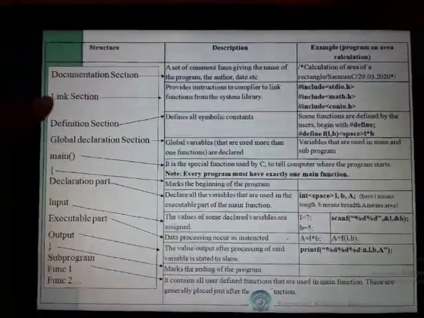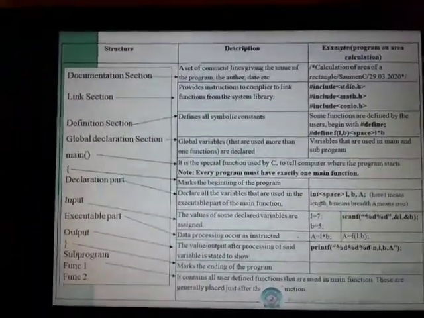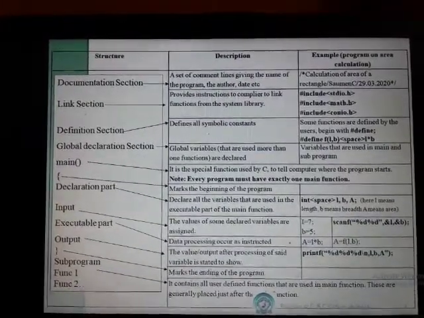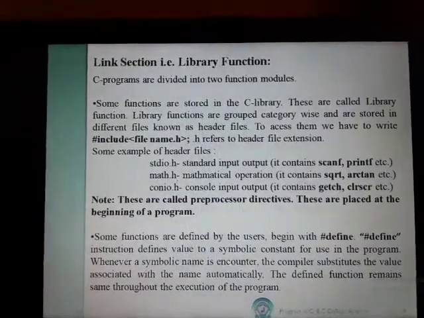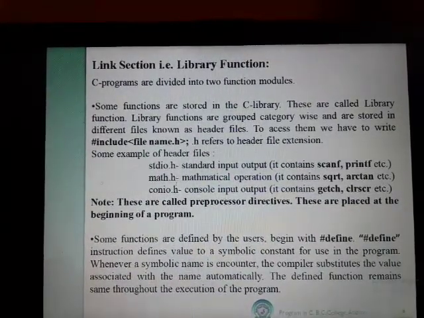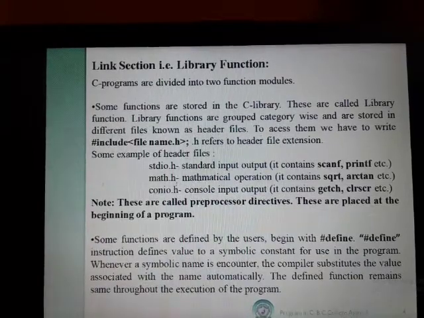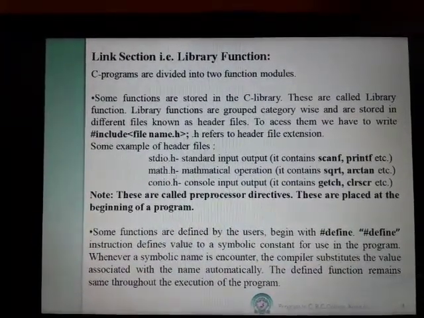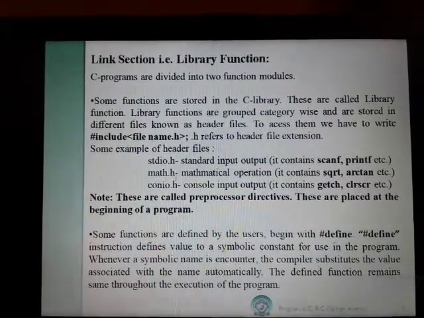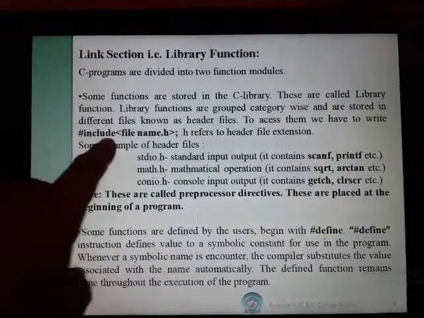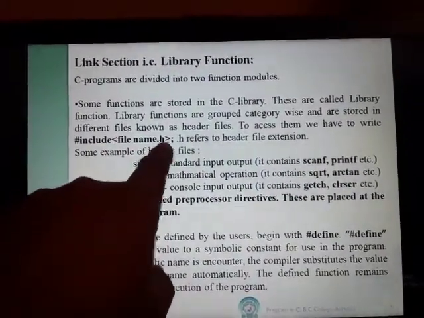Next, there is a link section which provides instruction to the compiler to link functions from the system library. C programs are divided into two function modules. The first one is library functions, which are linked to the program in the link section. Here, a lot of functions are previously defined and stored category-wise under different files. Each is known as a header file. To access them, we have to write #include and the file name with a dot extension.